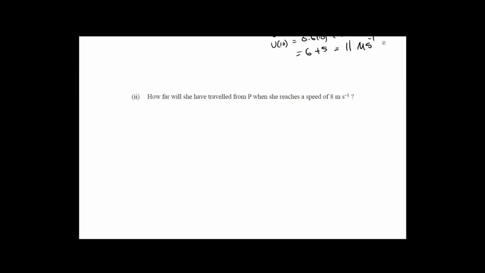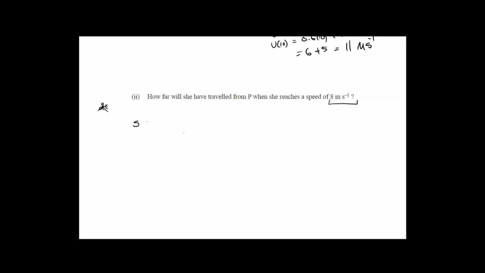So now we're asked to find how far will she have traveled from P when she reaches a speed of 8 meters per second. So we're going to have to do a few things here. We're going to need to find how long has gone by the time she reaches this velocity, and then we're going to need to integrate the velocity function. So for the displacement, I'm going to have S. And the reason I've got S is that D is already taken, obviously, when we've got things like dt and stuff like that.